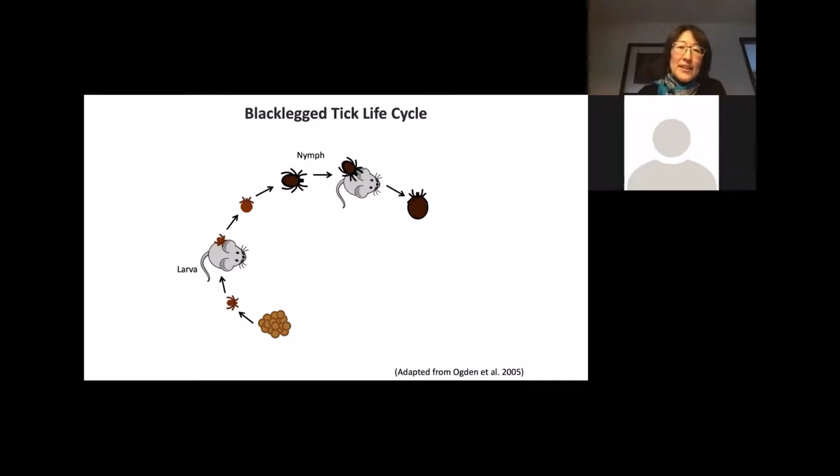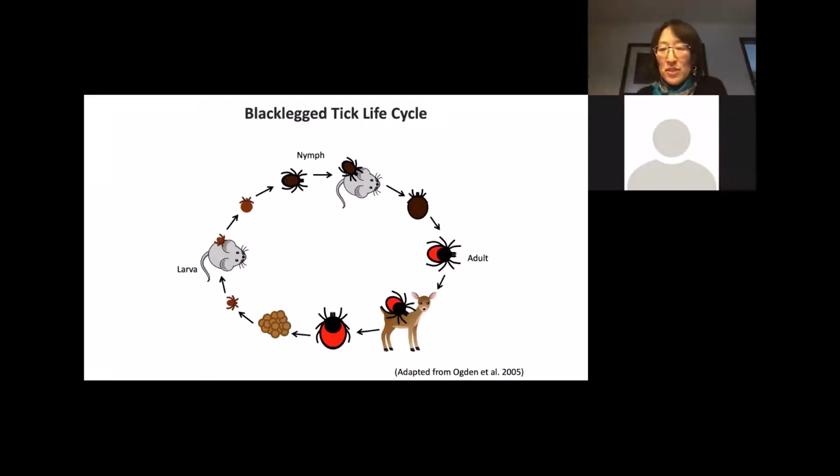Then that nymph will also attempt to find a host, waiting for some host to come by and pick it up, and it will feed. It will also take about 4 to 6 or so days to feed to repletion, and then it will drop off into the leaf litter, and it'll take some time to molt. When it molts, it'll molt into an adult, and here we have the female shown. It could be a male, but we have the female shown, and then the female looks for a host to feed on, and in this case, we have this poor little Bambi. Then it feeds to repletion, drops off, and then lays its eggs, and then she dies.